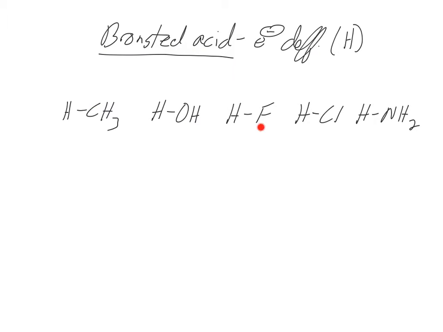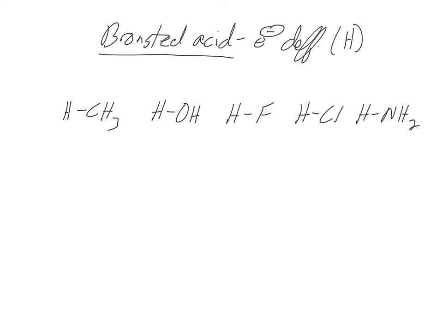Carbon, oxygen, fluorine, chlorine, and nitrogen. What I like to do is look at the periodic table and ask, how are these related to each other? What's the relationship on the periodic table? You should remember one of the big factors for acidity is electronegativity.